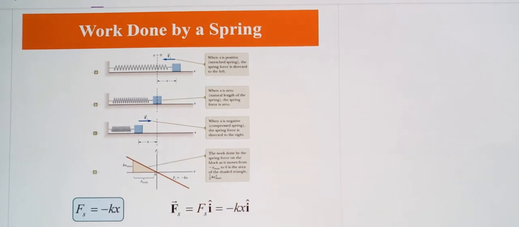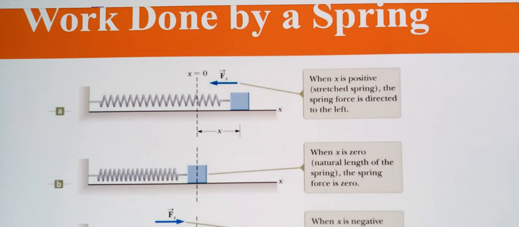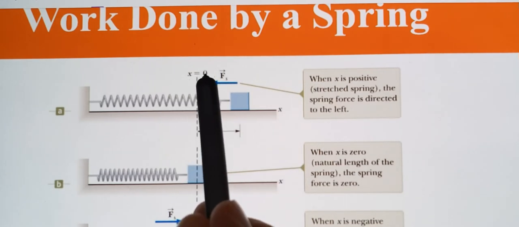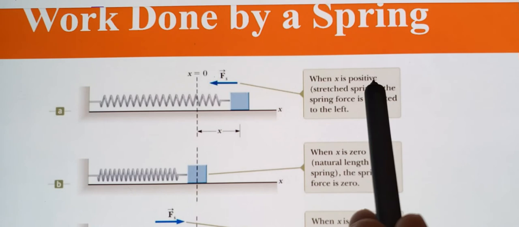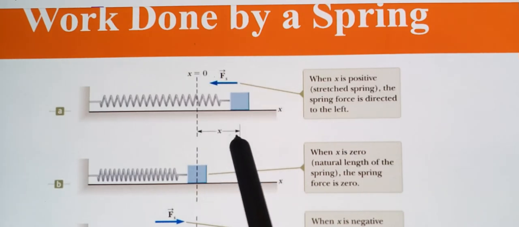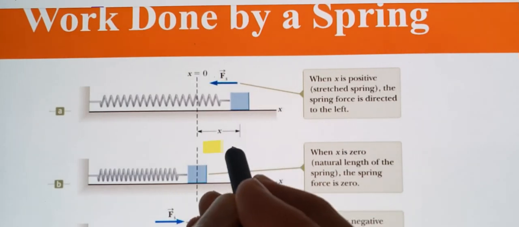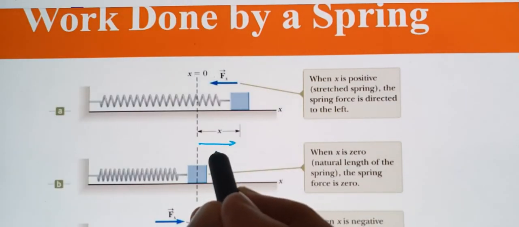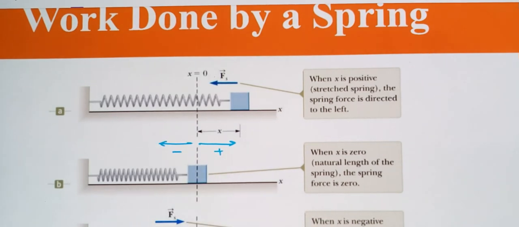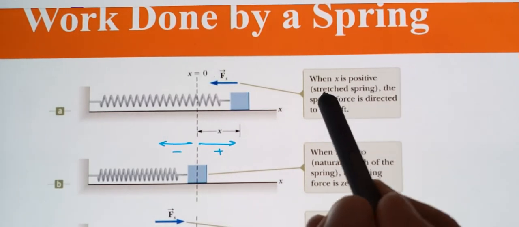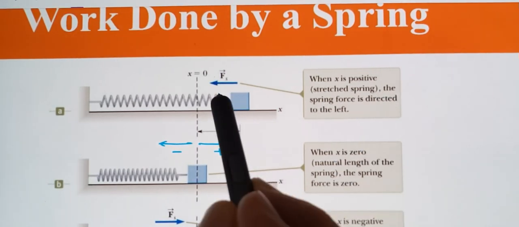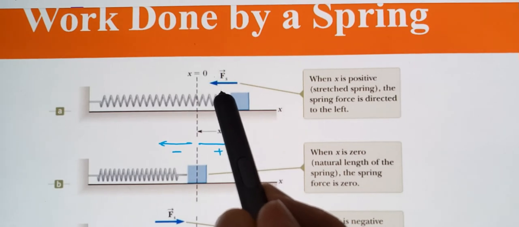Okay, so let's try to study the spring. The first situation is equilibrium, at x equal to 0. When x is positive, meaning positive to the right and negative to the left, the spring is stretched and the spring force is directed to the left.